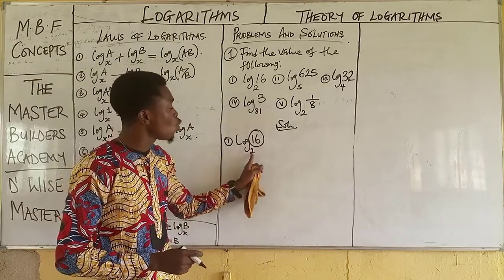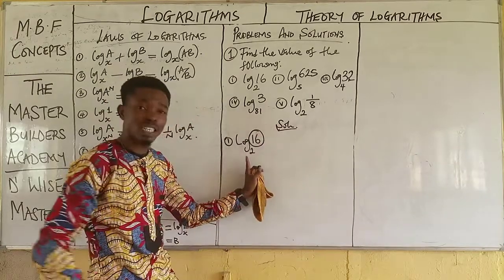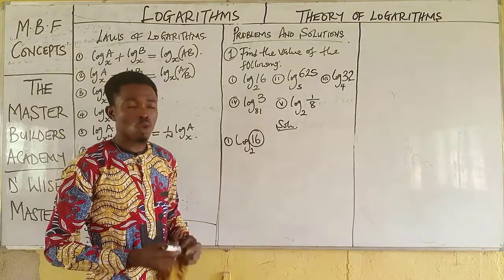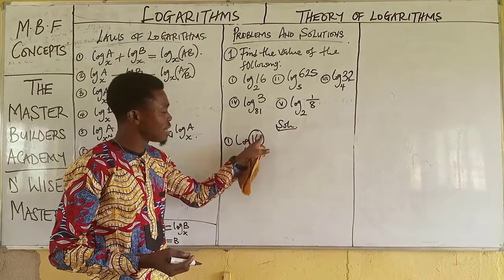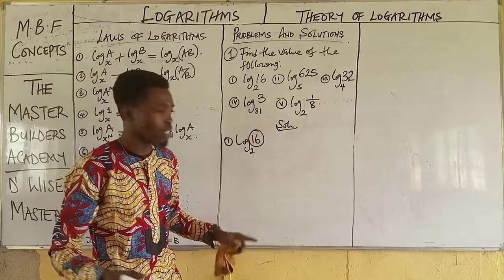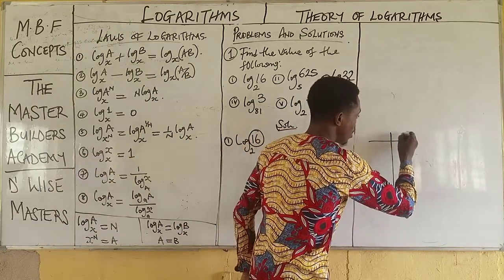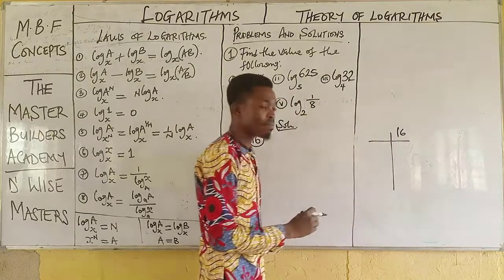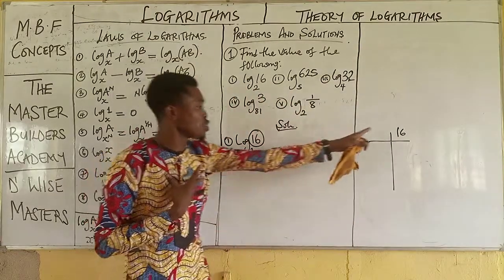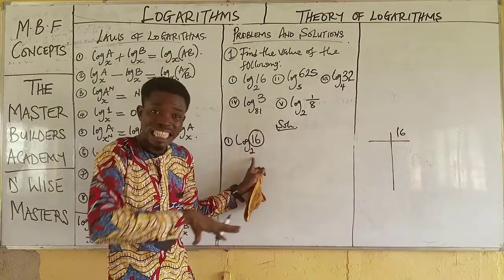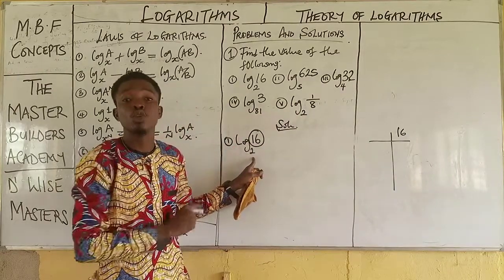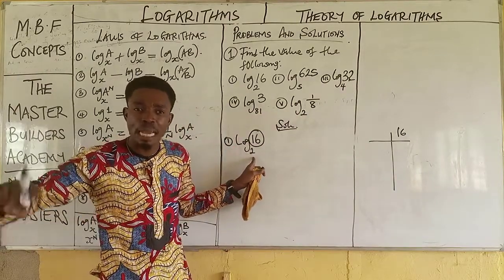Having known that 2 is the least value between 2 and 16, we find a way to reduce 16 to 2. How do we do this? All you need to do is come to this side and create a table. This is 16. Now that I have it in mind that I want to reduce this 16 to 2, I will start dividing this number by 2 using the LCM table.